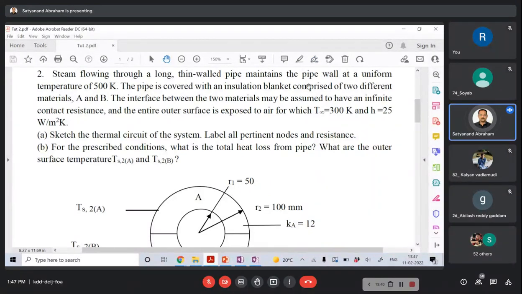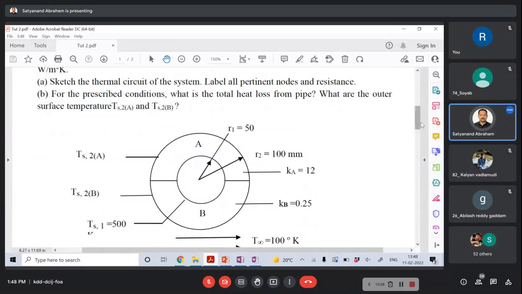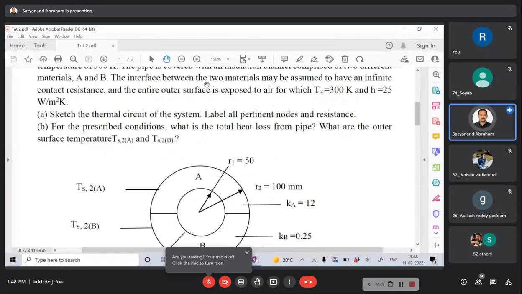It maintains the pipe wall at a uniform temperature of 500 Kelvin. So there is no inner temperature or outer temperature; the pipe temperature is at 500 Kelvin. The pipe is covered with an insulation blanket comprising two different materials, A and B. The figure is given. The interface between the two materials may be assumed to have infinite contact resistance, and the outer surface is exposed to air at T infinity and h.